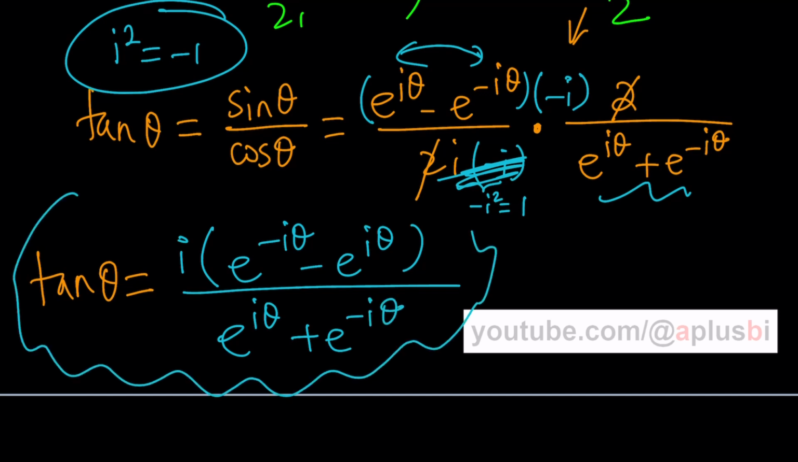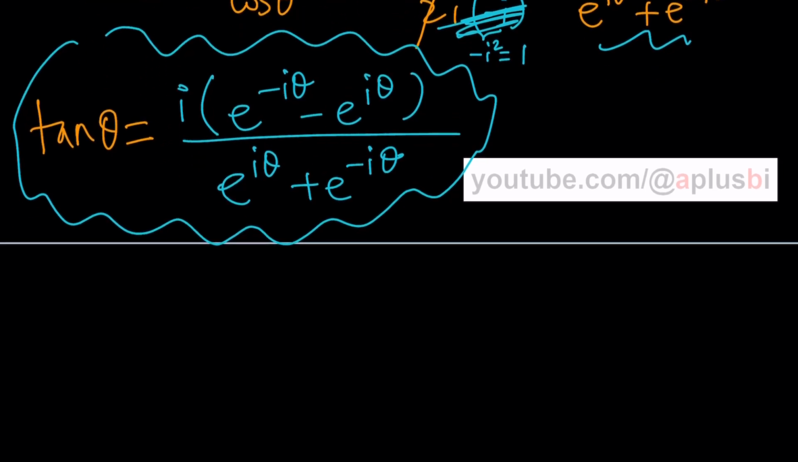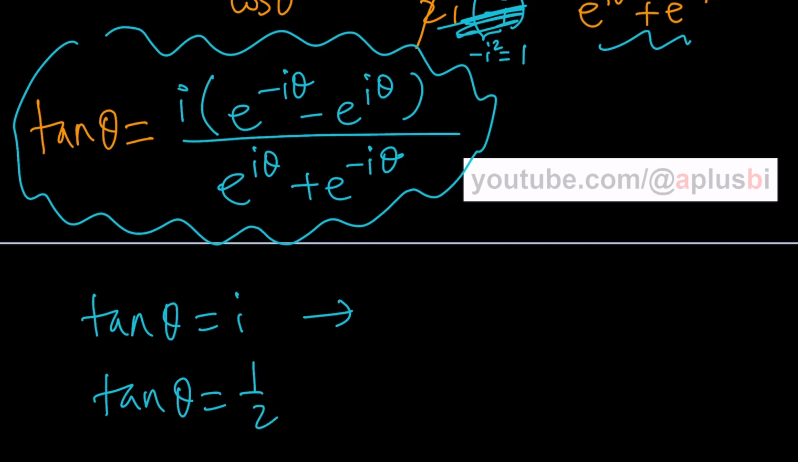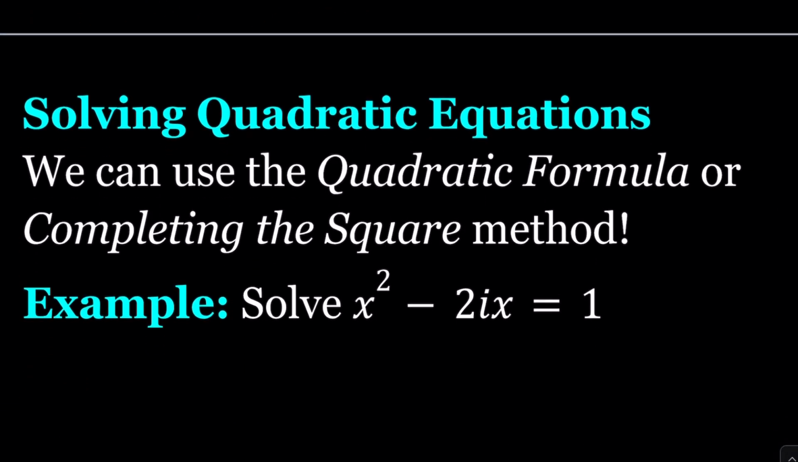And notice that tangent theta is a multiple of i. So if I say, hey, if tangent theta is equal to i, can you solve for theta? And the answer is, let me not answer it. You go ahead and find out. Or if tangent theta is equal to 1/2 of i, can you find theta from here? That will be a good exercise. Just use the identity and solve the quadratic equation that results. Make sense? Hopefully. Great. If not, please let us know in the comment section down below.